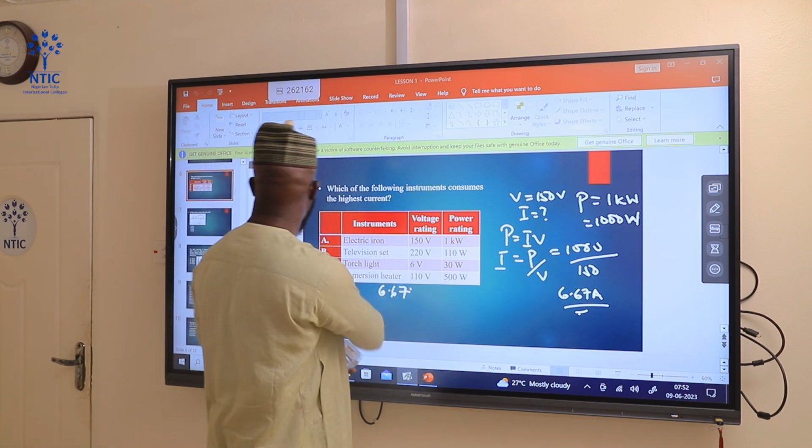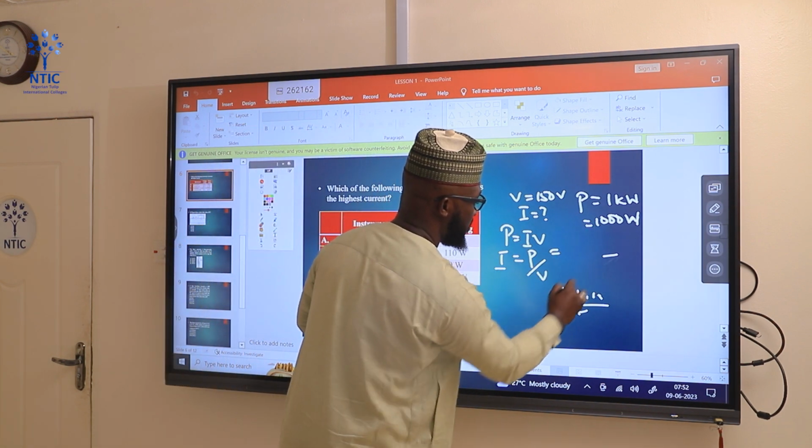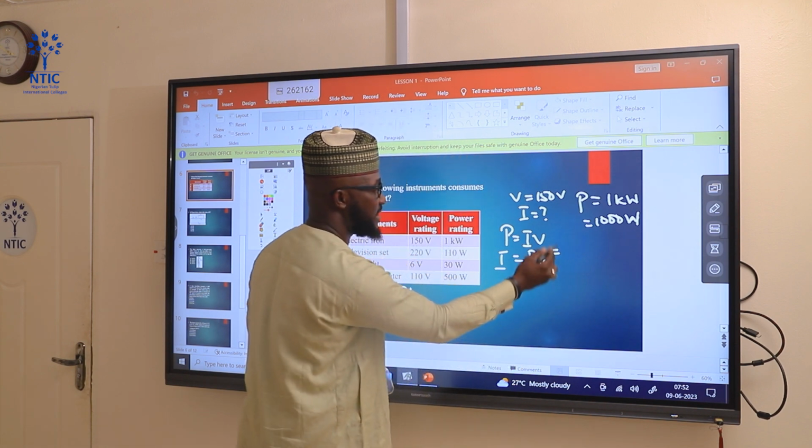Now for option B, let's try to see. We are going to pick the power and use this formula as stated.